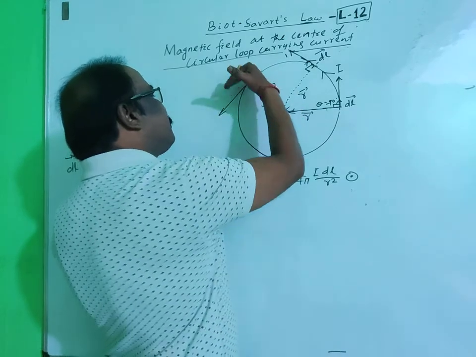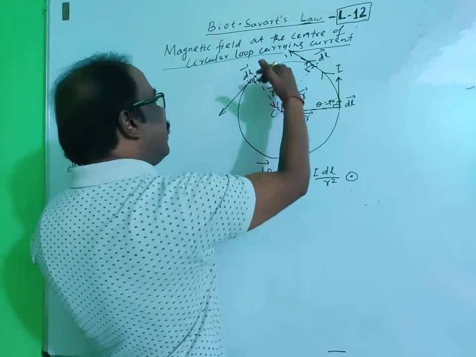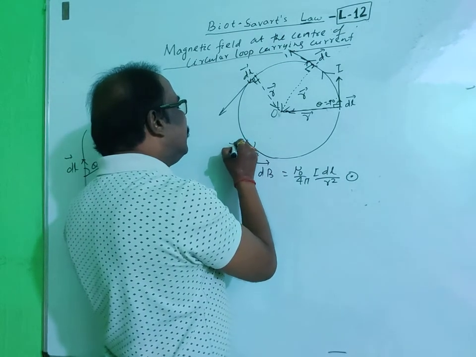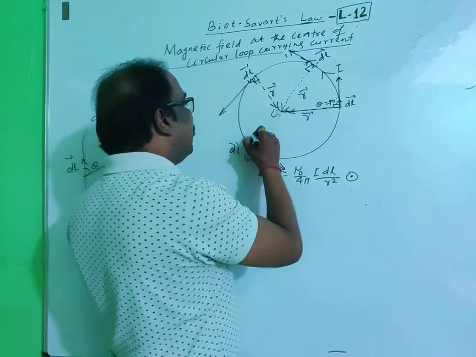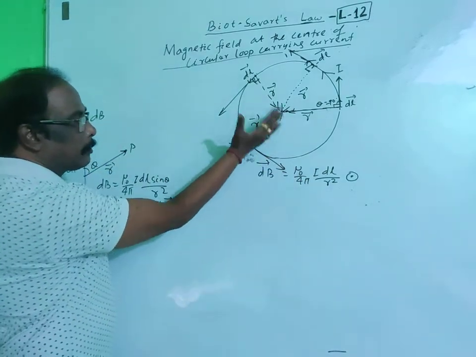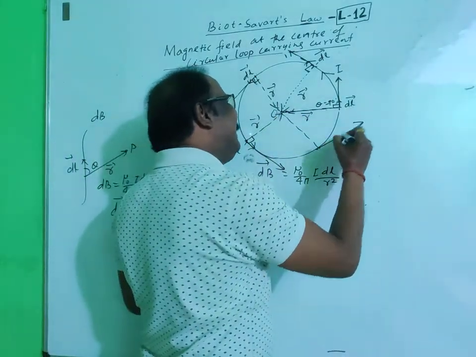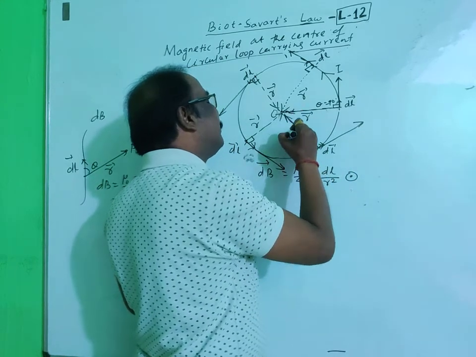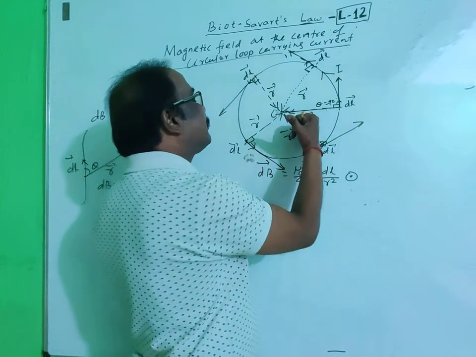This is r, dl cross r is outward. And you may take here an elemental length dl in the direction of current. This is the direction of dl, and this is the radius. This angle is again 90 degrees, so dl cross r is again outward. You may take here also dl. This length is dl, and this is r. This angle is 90 degrees. This is dl. Again, dl cross r is outward.